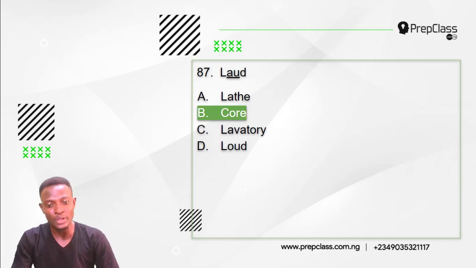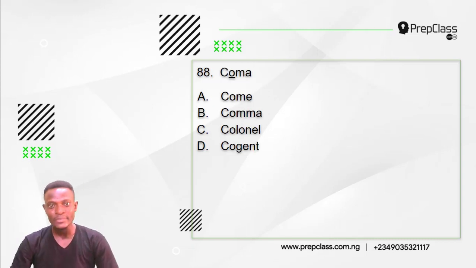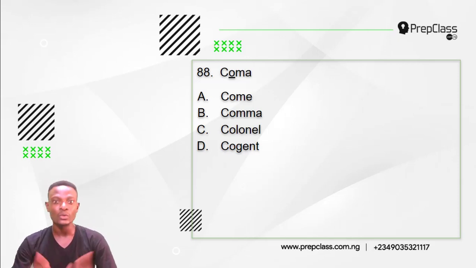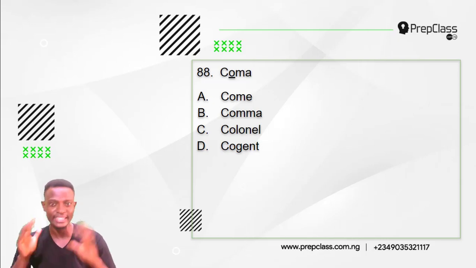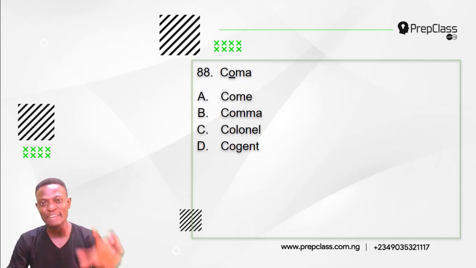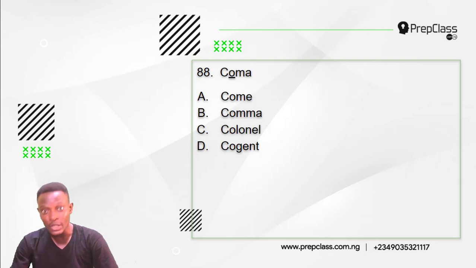Alright, moving on, question 88. Remember, we are to select the option that has the same sound as the letters underlined in the given word. Question 88. The word we have is comma. The letter O is underlined. So we are to select the option that has the same sound present where we have the letter O in comma. Option A we have come.